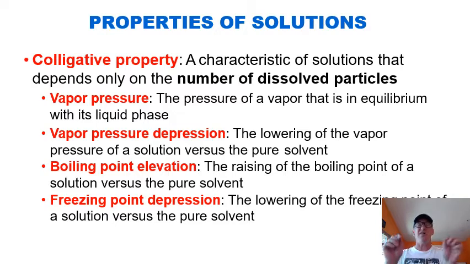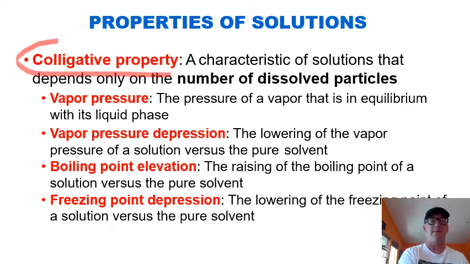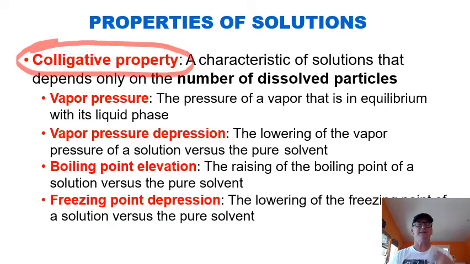These are some of the other properties of solutions. We're not going to deal too much with them, but the ones you probably should be aware of are called colligative properties. Colligative properties just depend on the number of dissolved particles in solution. It doesn't really matter what the particles are, it's just how many of them are dissolved in solution.